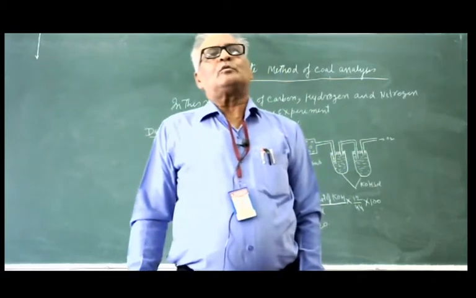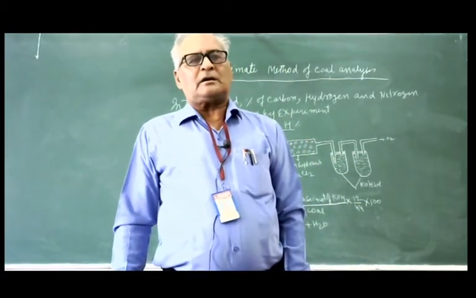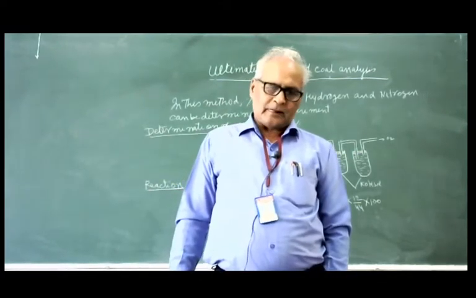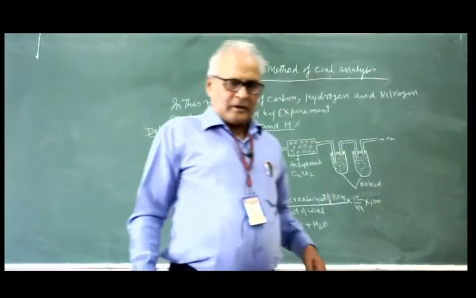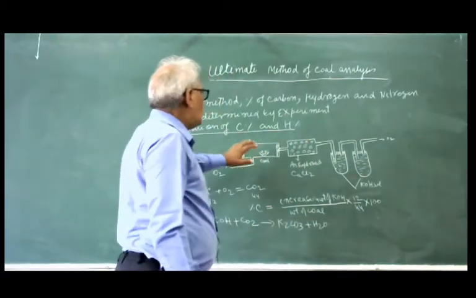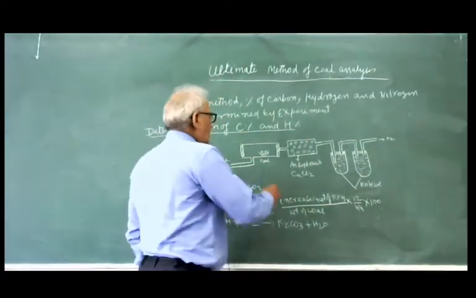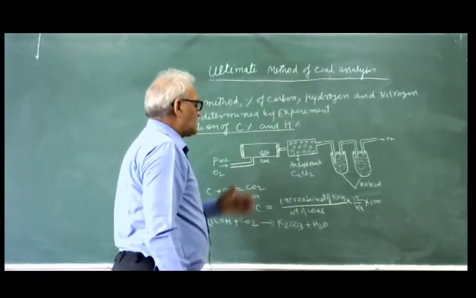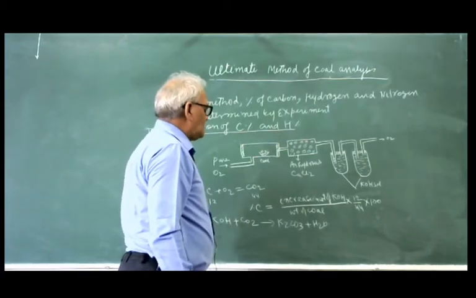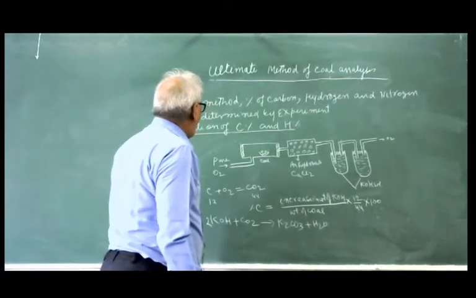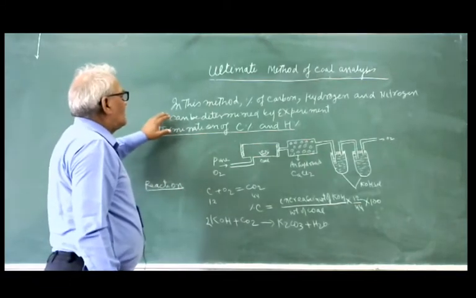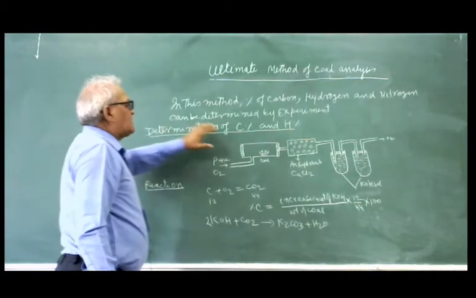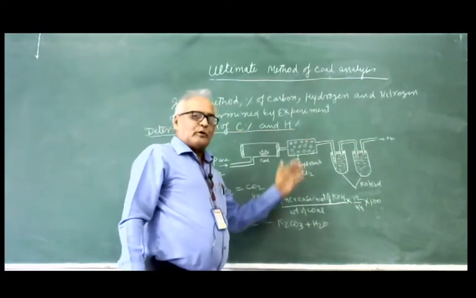As I have told you, the proximate method does not give you the correct data, but this method, the ultimate method, gives you correct data because it is an experimental method. So first of all, we shall determine the percentage of carbon and hydrogen by one experiment.